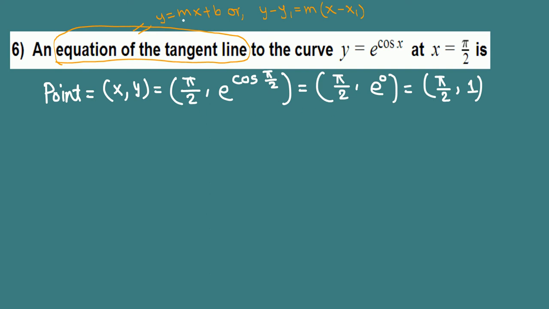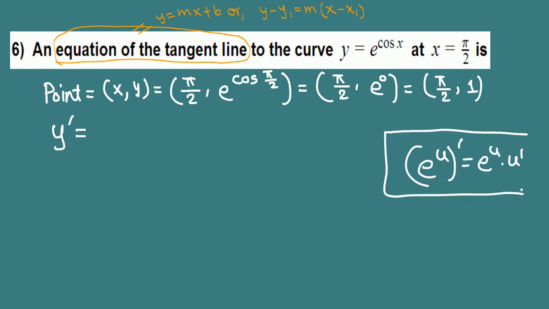Now we need the slope m, the slope of the tangent line, which is the derivative. So we need to find y prime. Let's find the derivative of e raised to cosine x. So e raised to cosine x is like e raised to some function of x, e to the u, and we know from the chain rule the derivative of e to the u is e to the u itself times u prime. So we're going to use this chain rule to find the derivative. So y prime is e raised to cosine x times the derivative of cosine x, that's negative sine x.